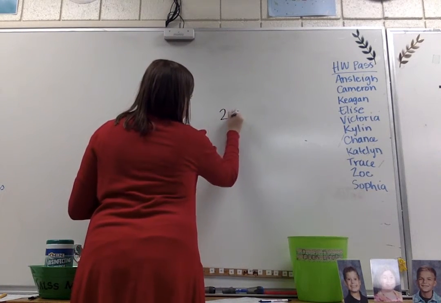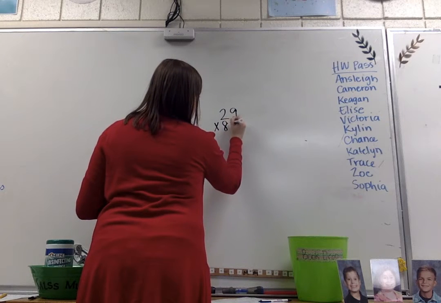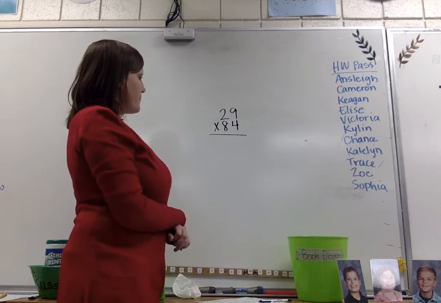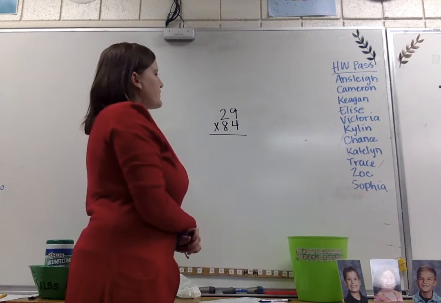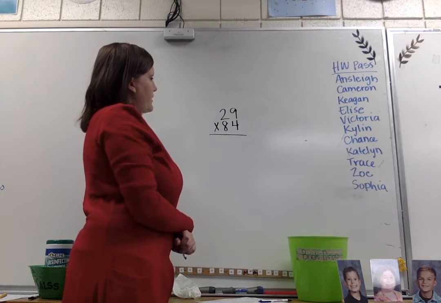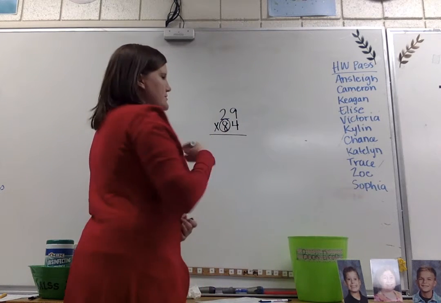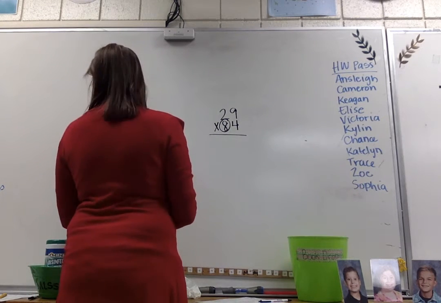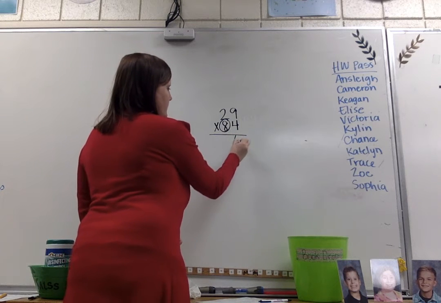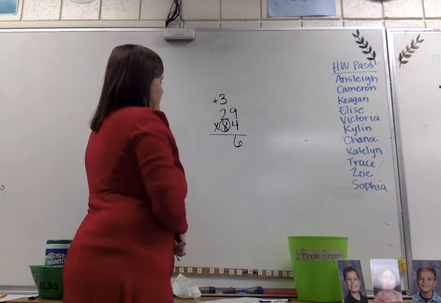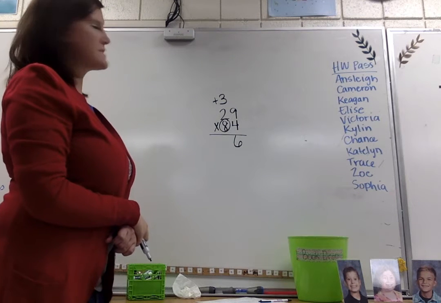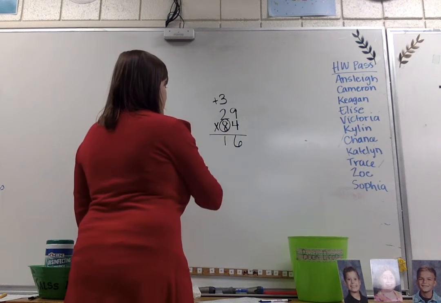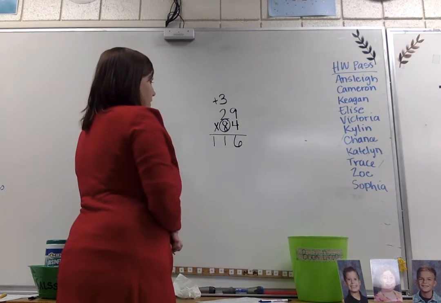29 times 84 is our next question today on our spiral. 29 times 84. Okay, so think about what you do first when you're doing double-digit multiplication. We're going to bubble our 8, knowing that we don't use the 8 yet until we are done with the ones place. 9 times 4 is a product of 36, so the 6 will go in the ones place, and the 3 will go above the tens. 2 times 4 is a product of 8 plus 3 would equal 11. So 1 goes in the tens place and the other one will go in the hundreds.